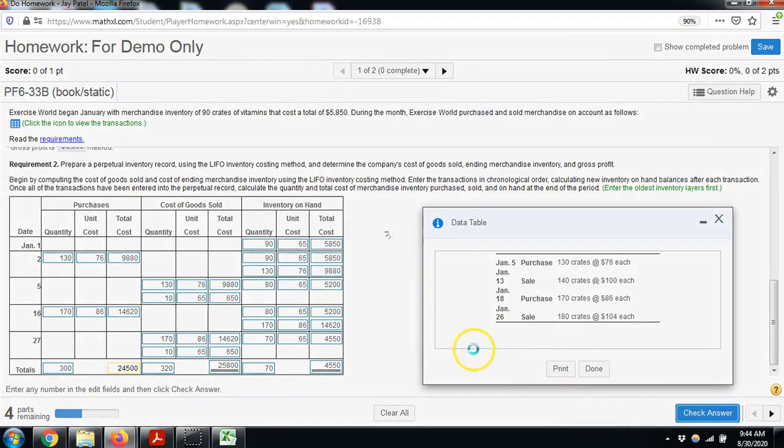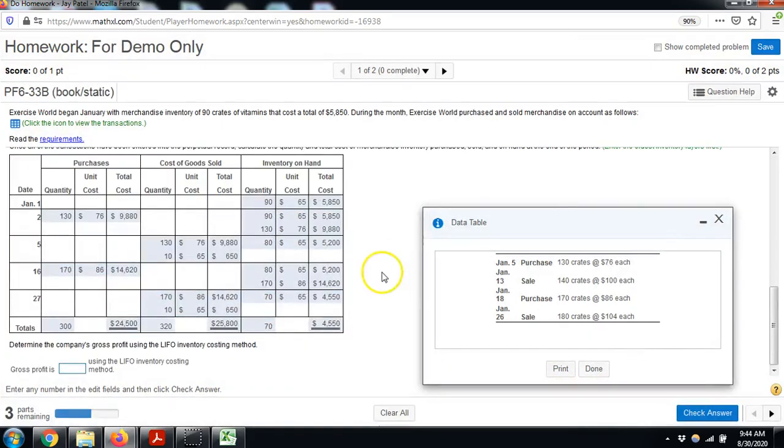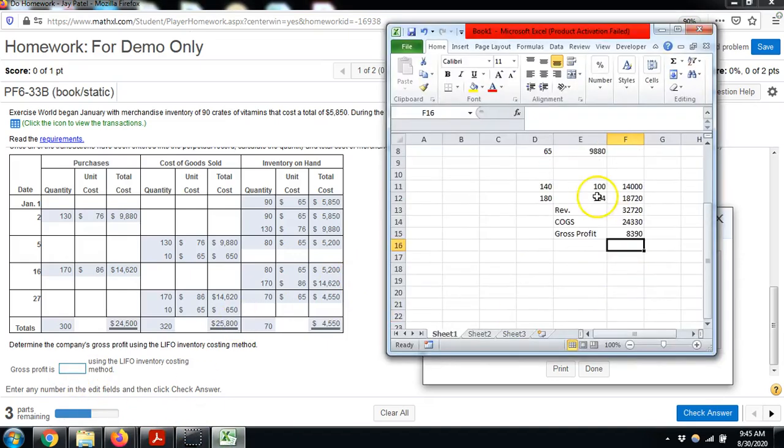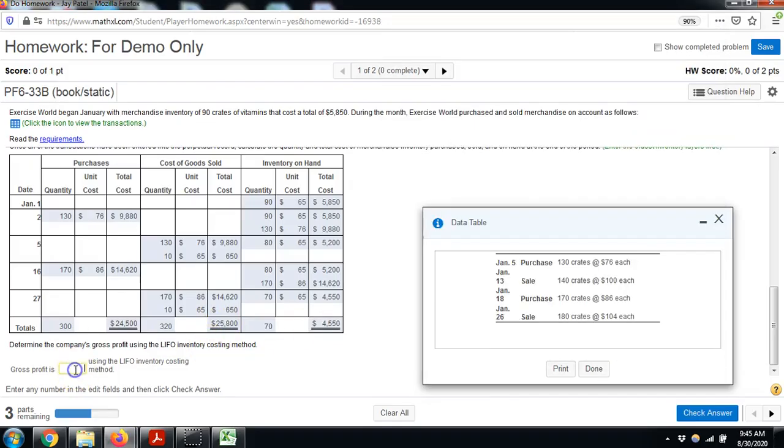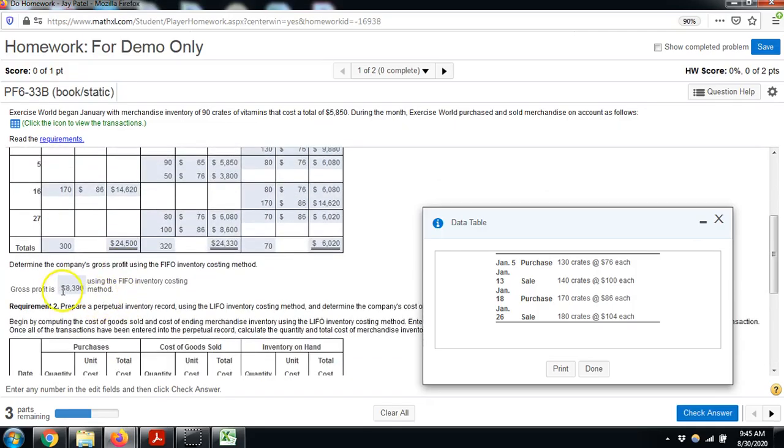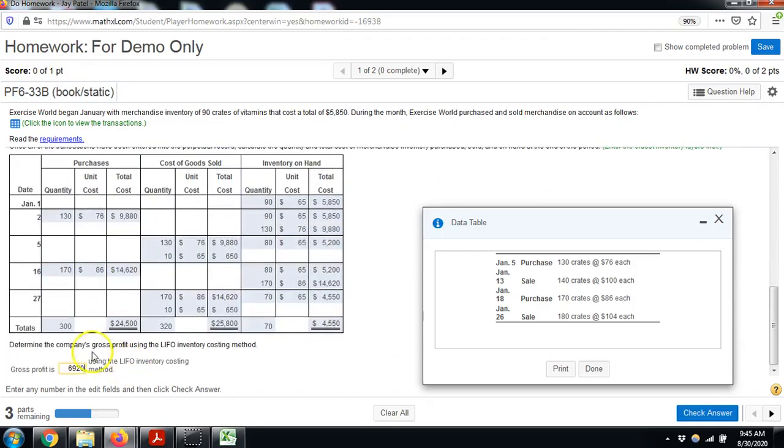Okay, so let's see how we did. Okay, so again, gross profit, let's go back to our sheet here. Revenue is unchanged. We have the same amount of revenue, but now our cost of goods sold is a different number. So we see our gross profit is lower. It was 8,390. It's now 6,920 because we've changed our method and have a different cost of goods sold.